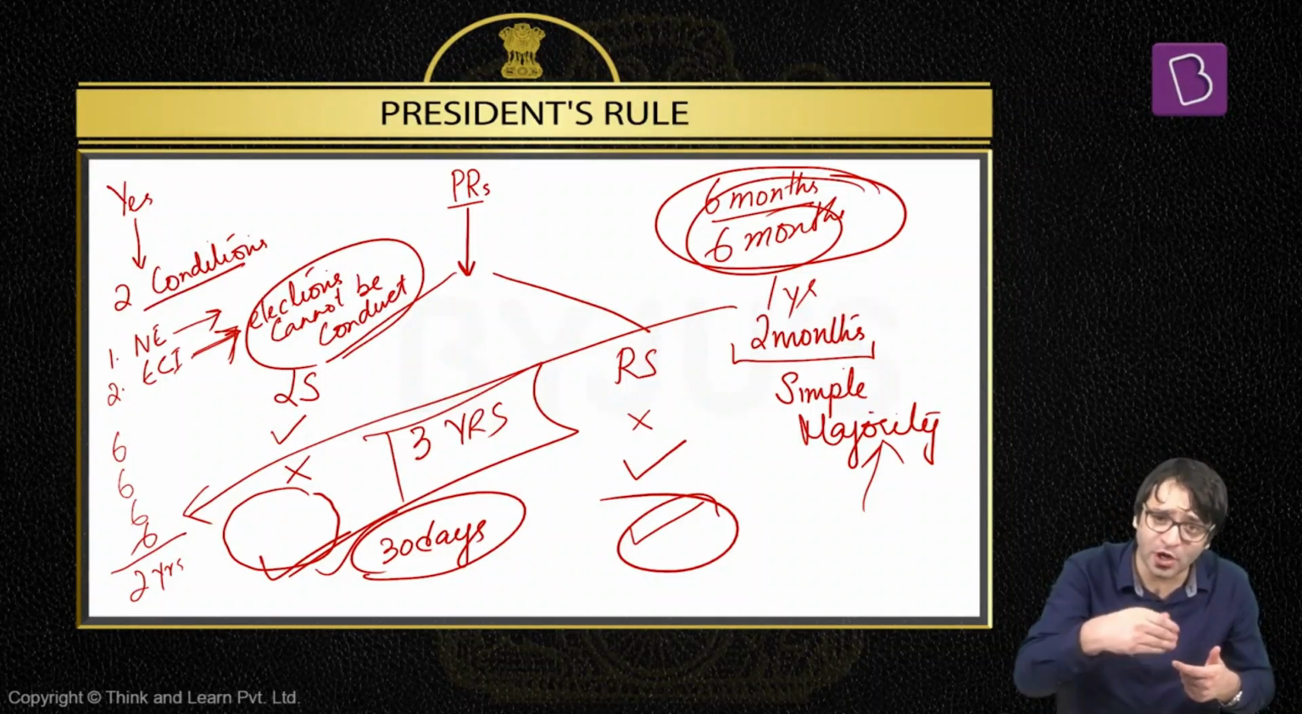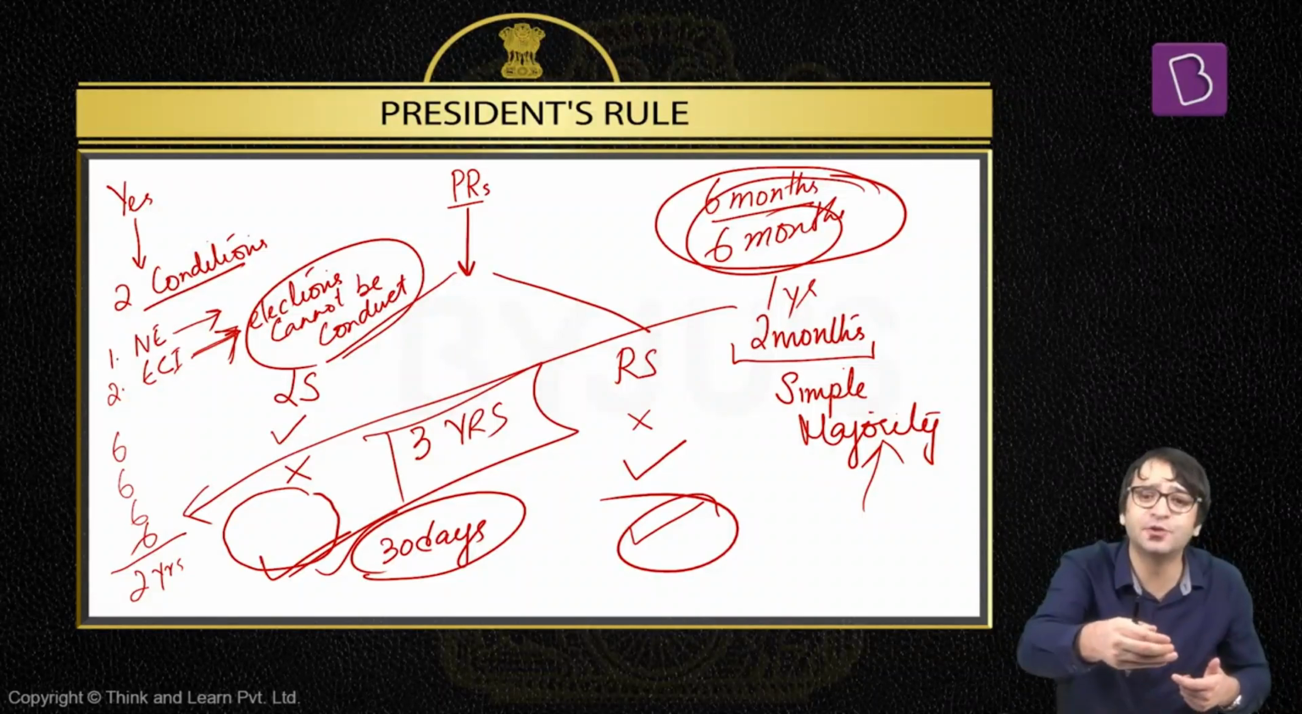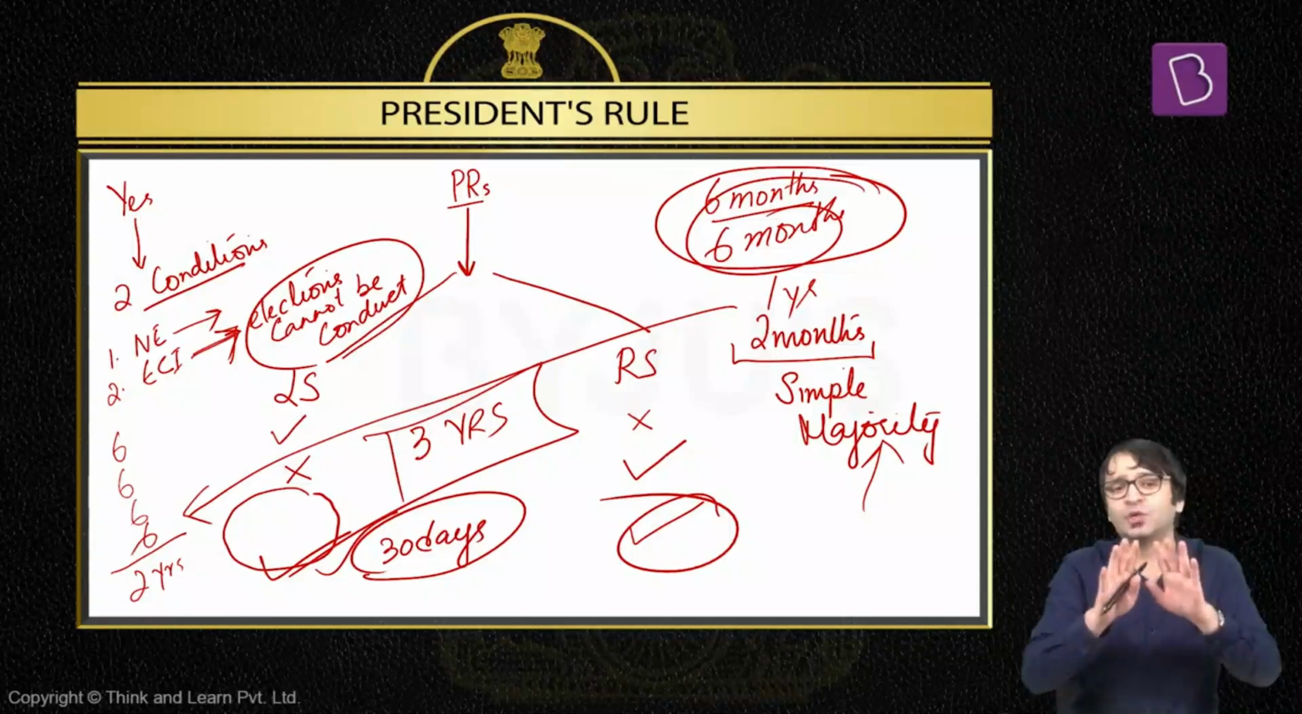Can it continue beyond a period of 6 months? Yes, get the approval from Lok Sabha by simple majority, then it will continue for 6 more months. Can President's rule continue in a state beyond a period of 1 year? For that, 2 conditions must be satisfied.